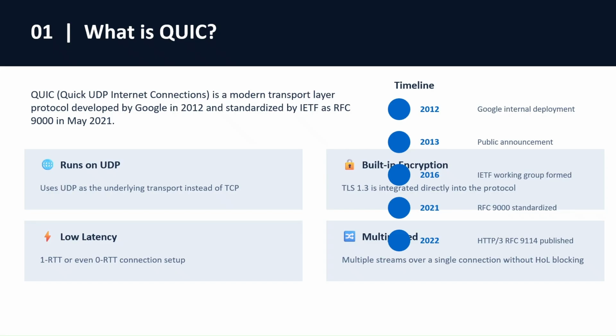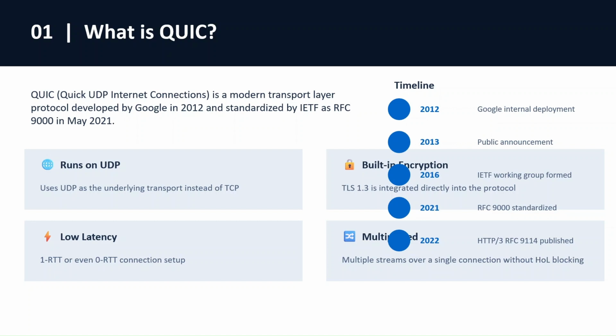So moving on to the next slide, what is QUIC? QUIC stands for Quick UDP Internet Connections. It is a modern transport layer protocol that was originally developed by Google in 2012 and later standardized by the IETF as RFC 9000 in May 2021. Unlike TCP, QUIC runs on top of UDP. This is a deliberate design choice. It allows QUIC to bypass the limitations baked into TCP while still benefiting from UDP's simplicity.